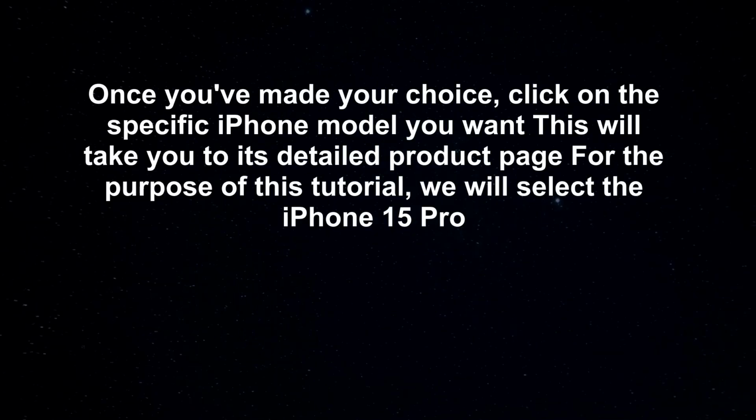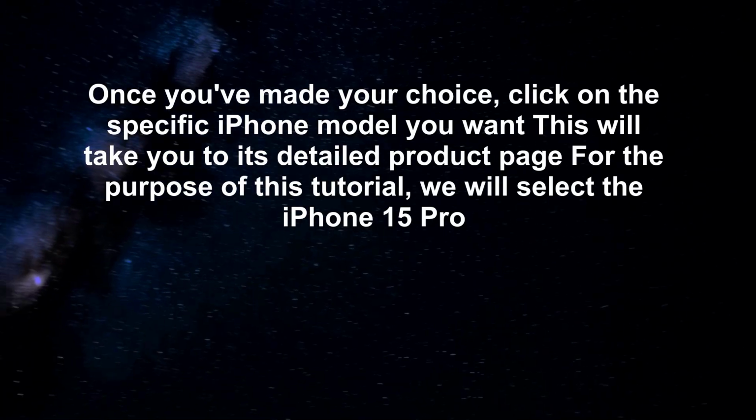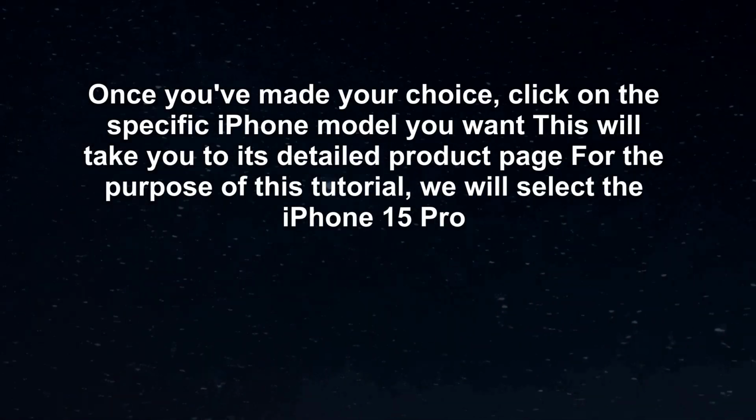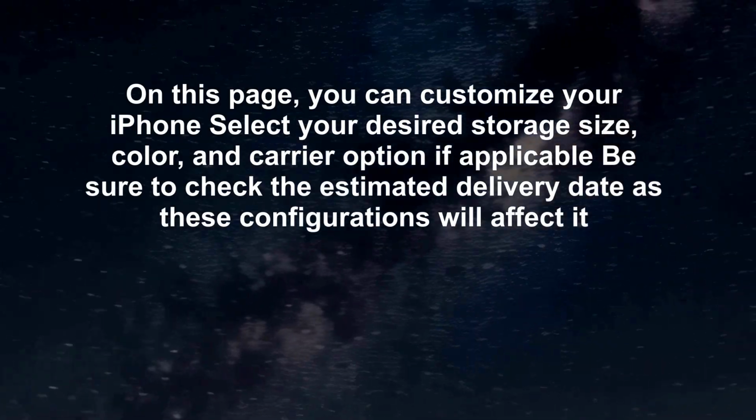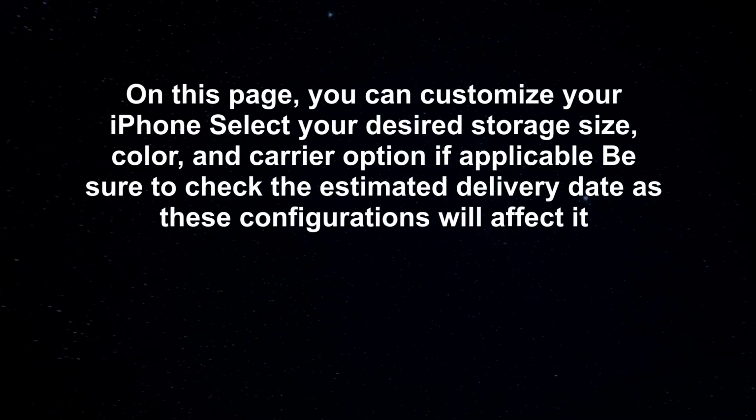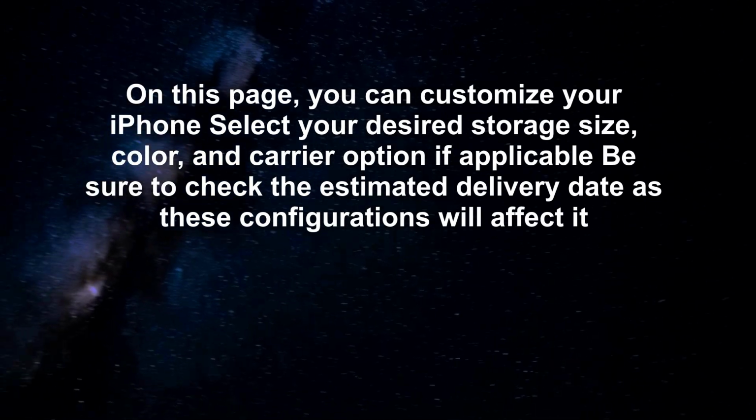Once you've made your choice, click on the specific iPhone model you want. This will take you to its detailed product page. For the purpose of this tutorial, we will select the iPhone 15 Pro. On this page, you can customize your iPhone. Select your desired storage size, color, and carrier option if applicable. Be sure to check the estimated delivery date, as these configurations will affect it.